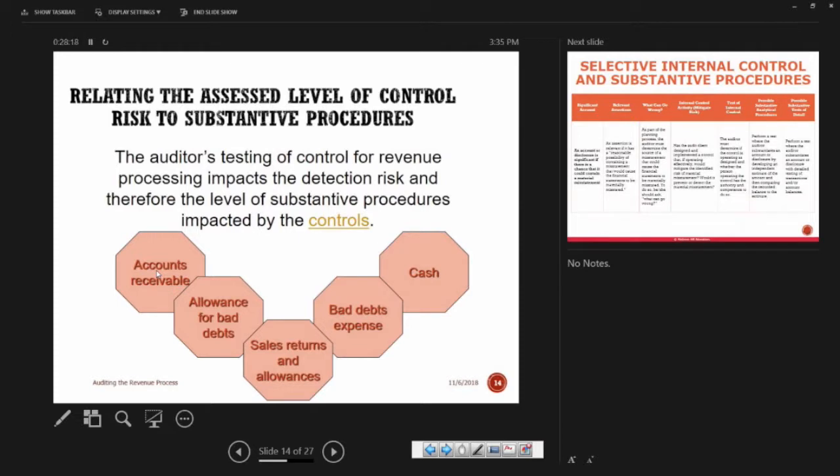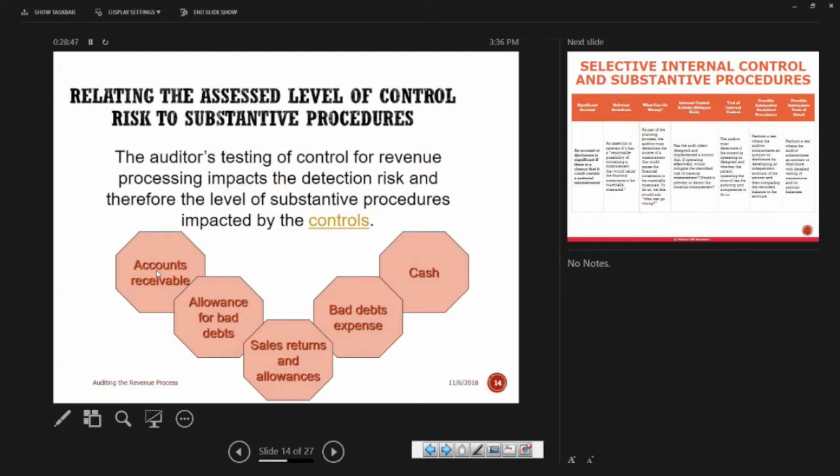So another thing is, along those lines, I forgot to say, with controls, right? Controls related to the revenue cycle. If you look in chapter 7, appendix 7A, which is on page 332.